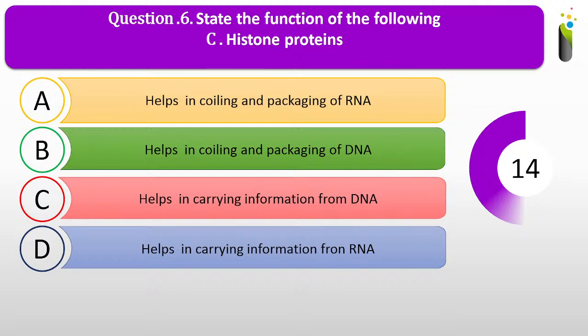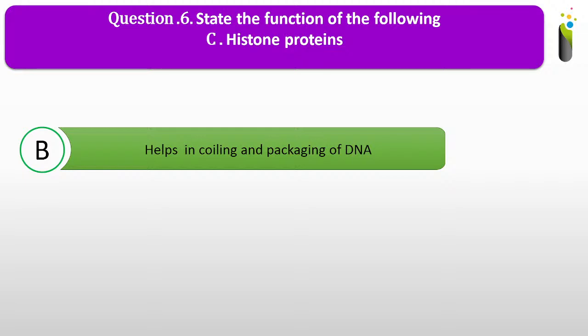So histone proteins help in coiling and packaging of DNA. Please remember, there are 8 histone protein molecules. They form a histone octamer around which the DNA takes 1 and 3/4 turns and forms a rounded structure that is called the nucleosome. Okay, this is how it is related.